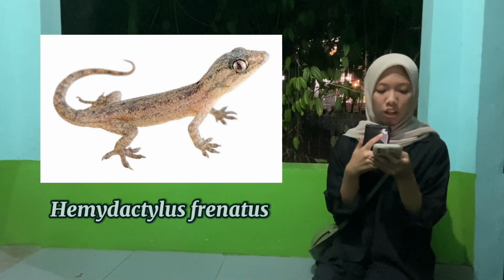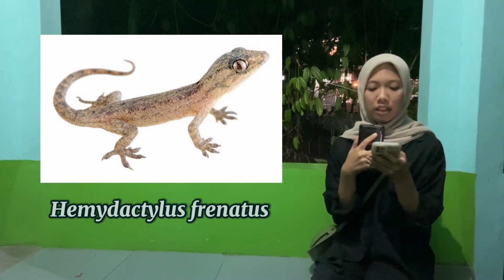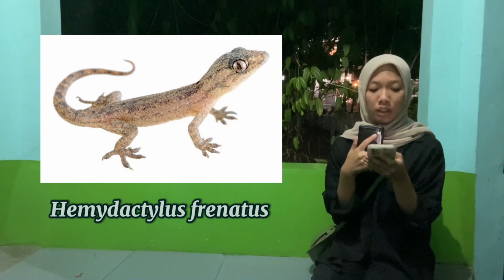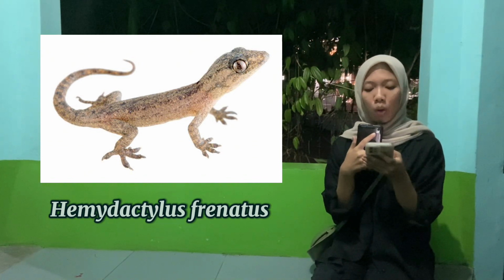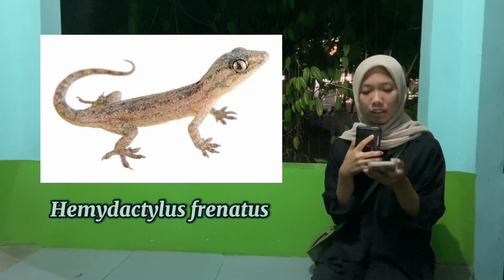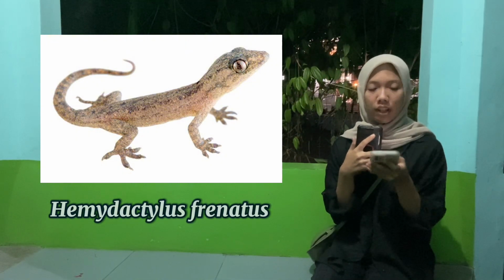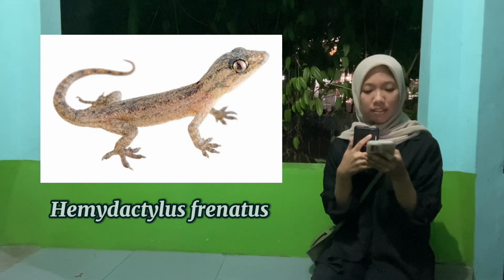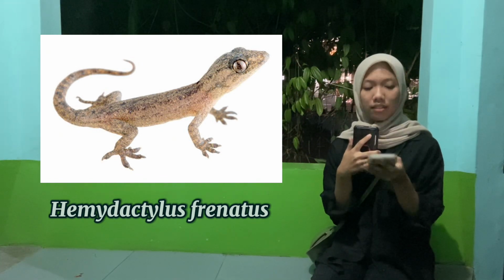The characteristics of Hemidactylus frenatus: it measures about 75 to 150 mm in length, with a tendency for males to be larger than females. It is usually gray or a light brown to beige in color with greenish iridescence and a white underside.